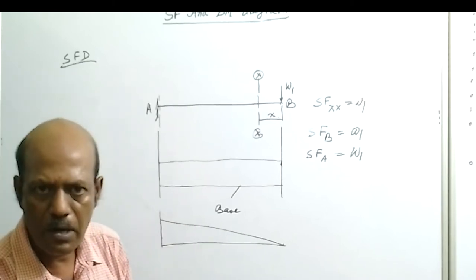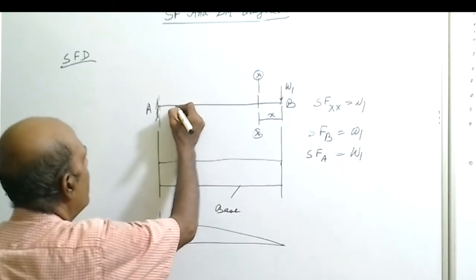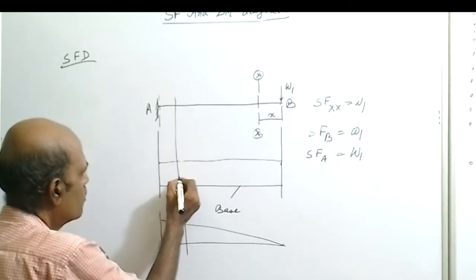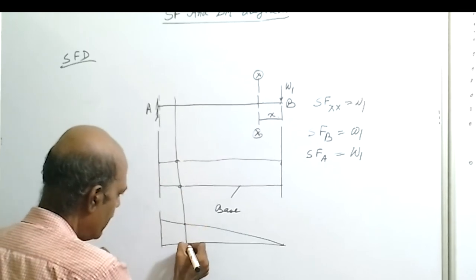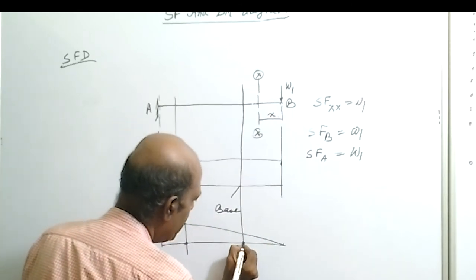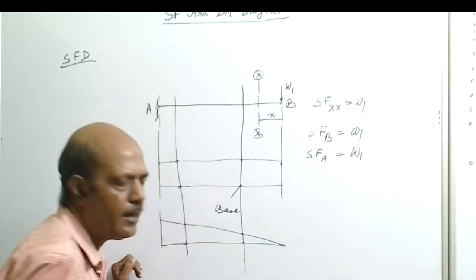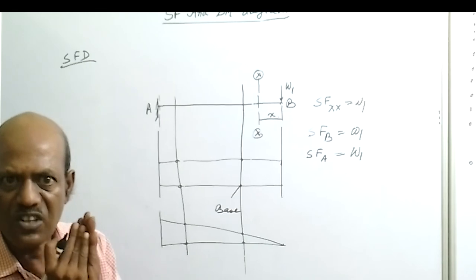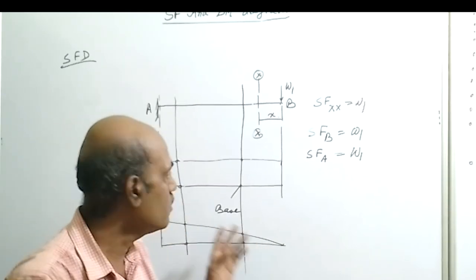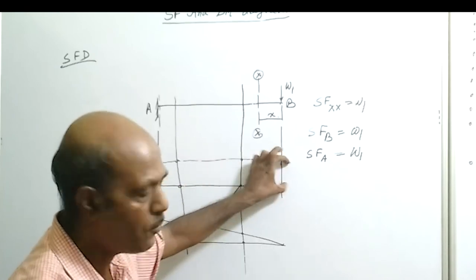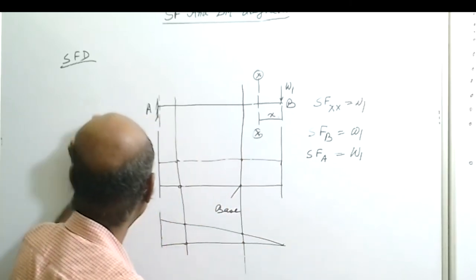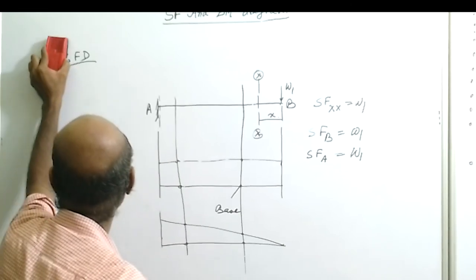The usefulness of drawing this diagram is that if we require the shear force at this point, we draw a vertical line from this point through the diagram, and it will give the shear force at that point acting on the beam. Similarly, if we require the shear force at this point, draw a vertical line, and it will give the shear force at that particular point. So this diagram gives the shear force at every point of the beam, and that's why it is called the shear force diagram. Now we will see the bending moment diagram.